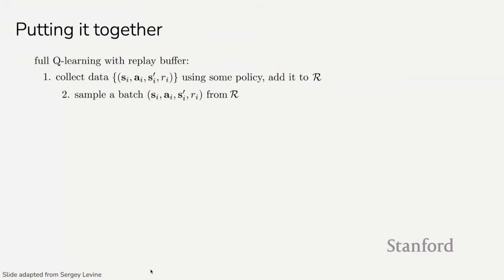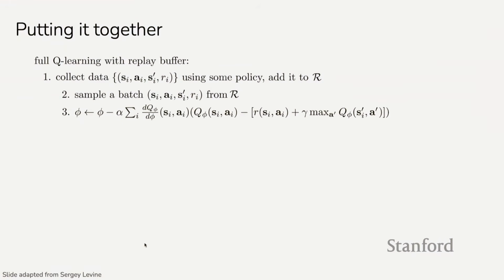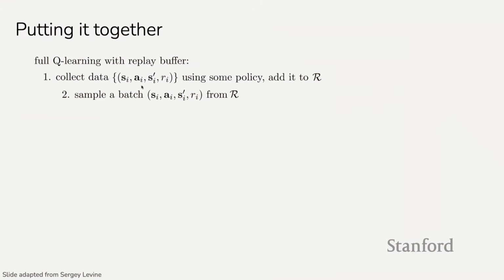Okay, so putting the pieces together, what a full Q-learning algorithm looks like is we'll collect data using some policy. We'll add that data to our replay buffer. Then we will sample a batch of data from our replay buffer uniformly, and it's useful to sample a batch separately from what we just collected, so that we are decorrelating and sampling IID from our replay buffer.